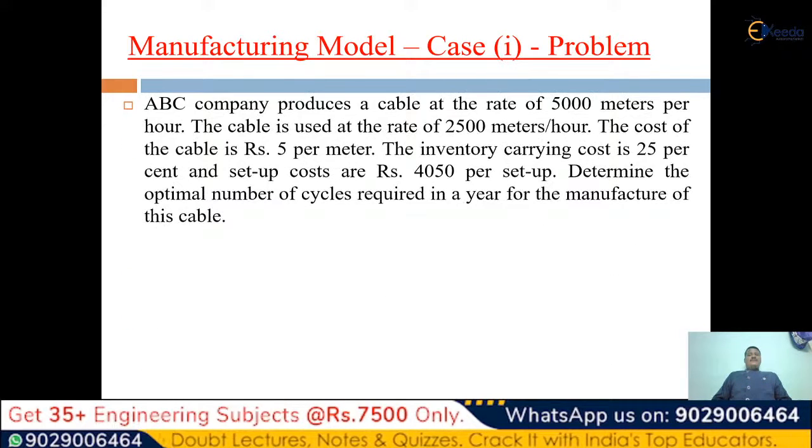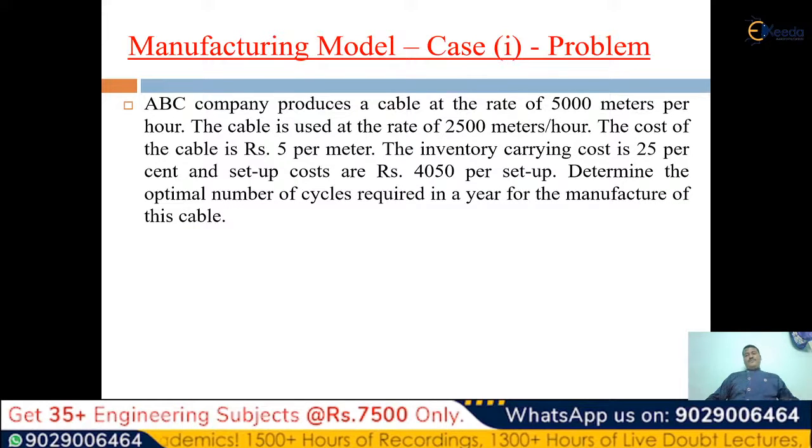If we solve a problem as per this, then you will be much clearer. The example problem is that an ABC company produces a cable at the rate of 5000 meters per hour. Every hour, it generates 5000 meters of cable. This cable is used at the rate of 2500 meters per hour.